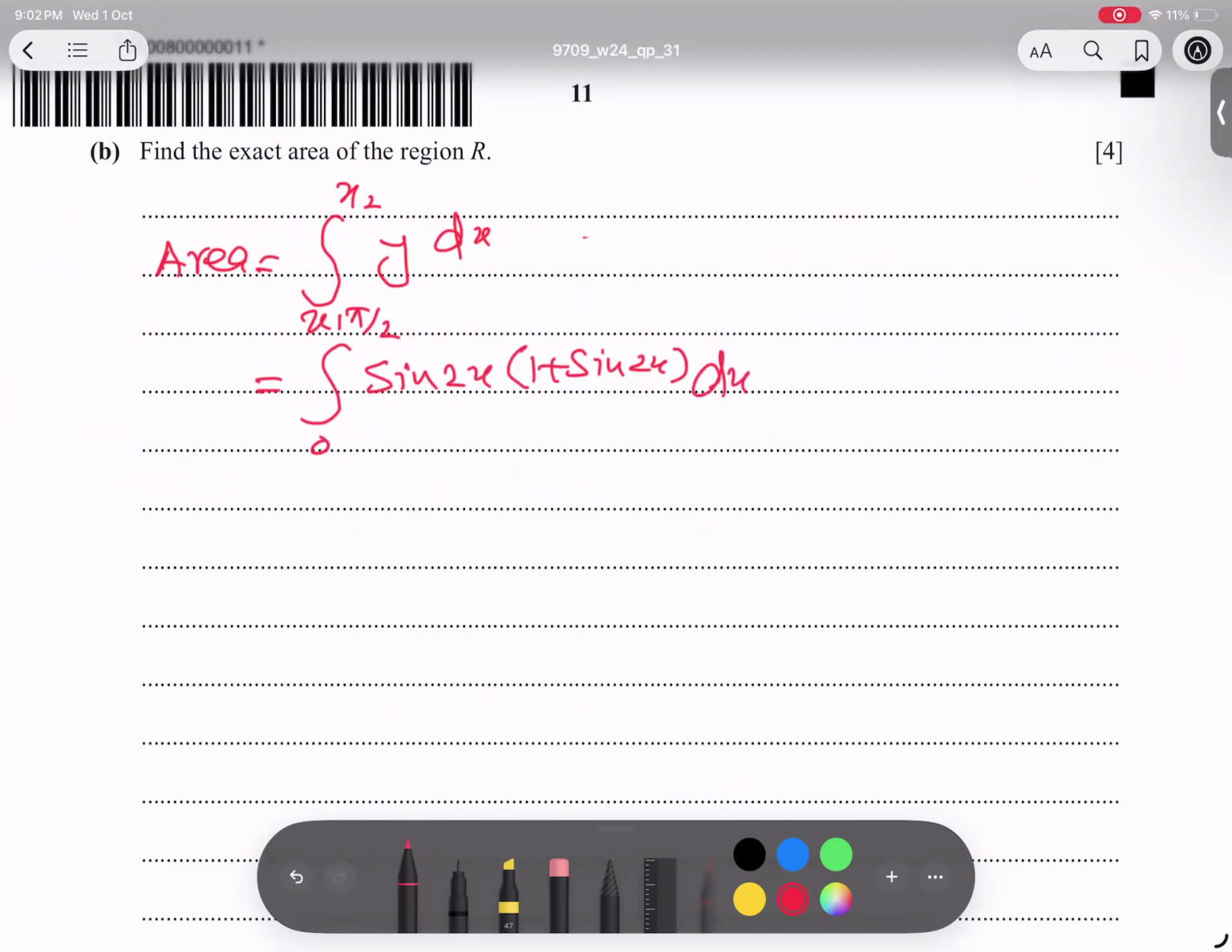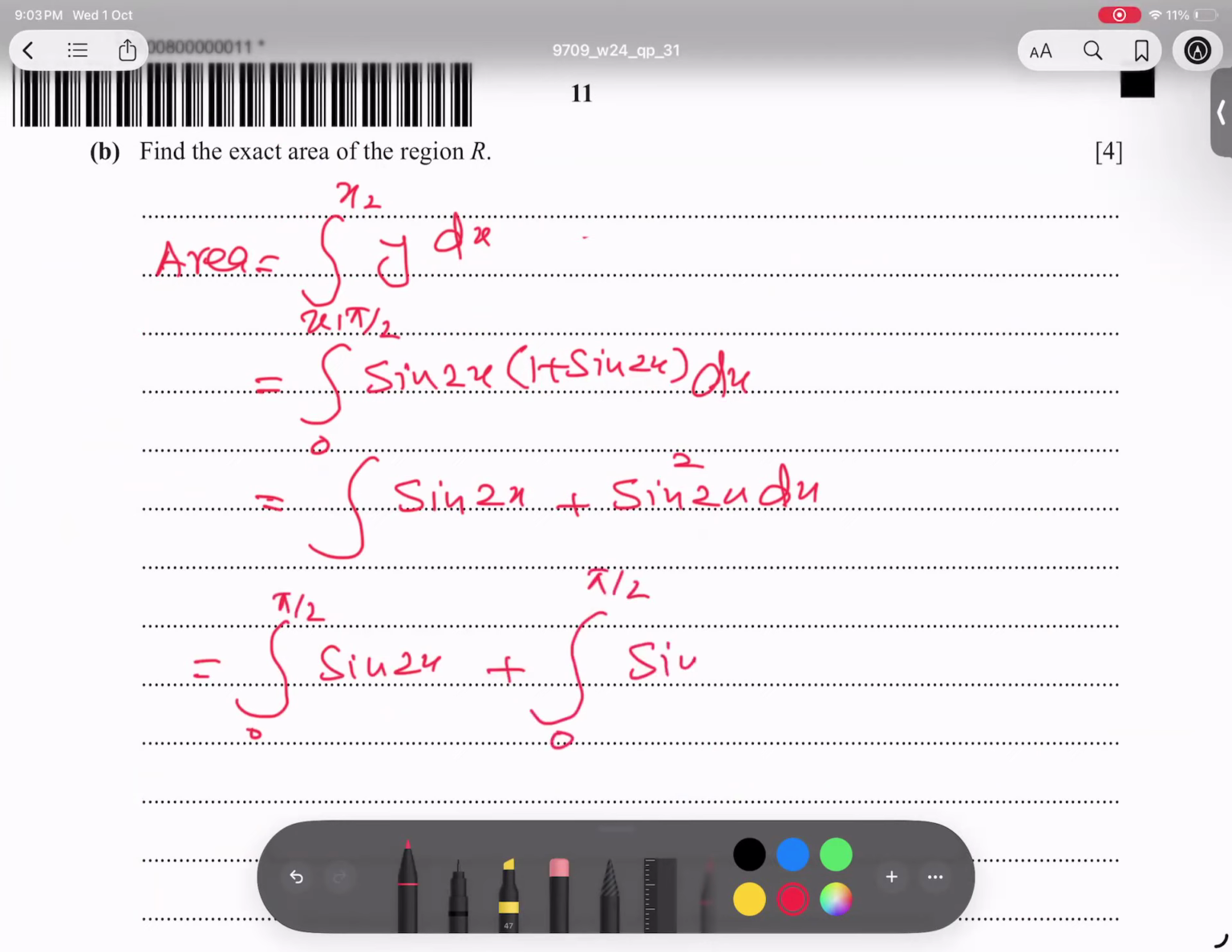So how can we start this question from here? First of all, multiply in the bracket. I get two values, sin 2x and plus sin²2x. I will split it into two parts. So here, sin 2x, limit 0 to pi by 2. And here I can replace it with pi by 2, sin²2x.